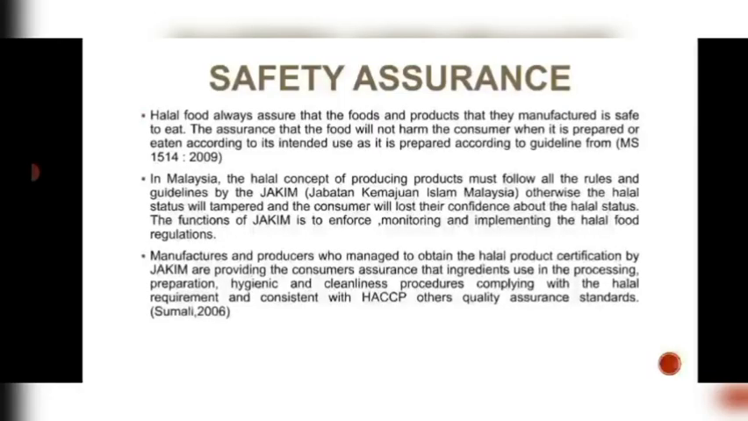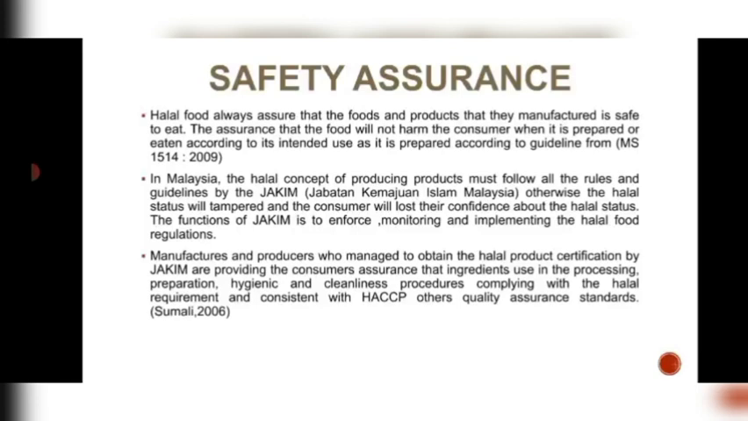The next factor is safety assurance. Halal food always assures that the foods and products they manufacture are safe to eat. The assurance is that the food will not harm the consumer when it is prepared or eaten according to its intended use, as it is prepared according to the guideline from MS 1514:2009. In Malaysia, the halal concept of producing products must follow all the rules and guidelines by JAKIM. Otherwise, the halal status will be tampered with and the consumer will lose confidence in the halal status.